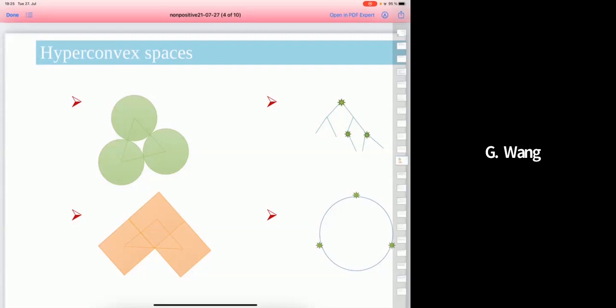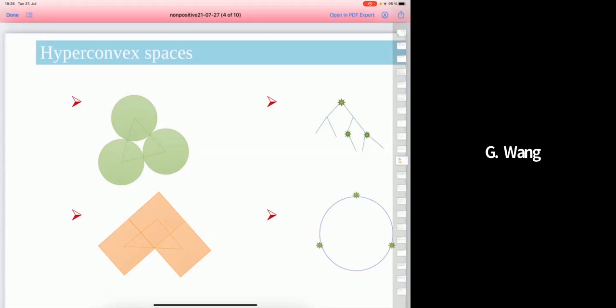Now let's turn to the right-hand side. There again, you have a metric tree. 3 points are marked. And of course, as we have seen earlier, you have this median, and you easily check that they also satisfy the hyperconvexity property.